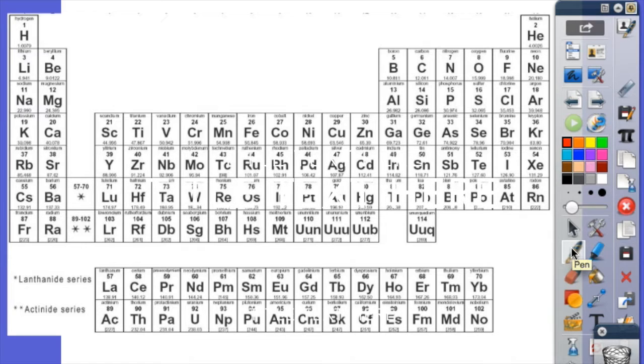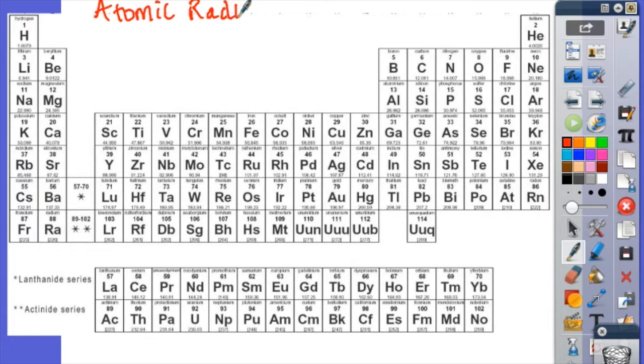So today we're going to talk about periodic table trends. The first trend we're going to talk about is atomic radii. Radii is just a word that means radiuses, right? So it's the plural form of radius. And if you remember from geometry, radius is just the distance from the center of a circle to the outside. So the larger the radius, the larger the atom. So atomic radius just means the size.